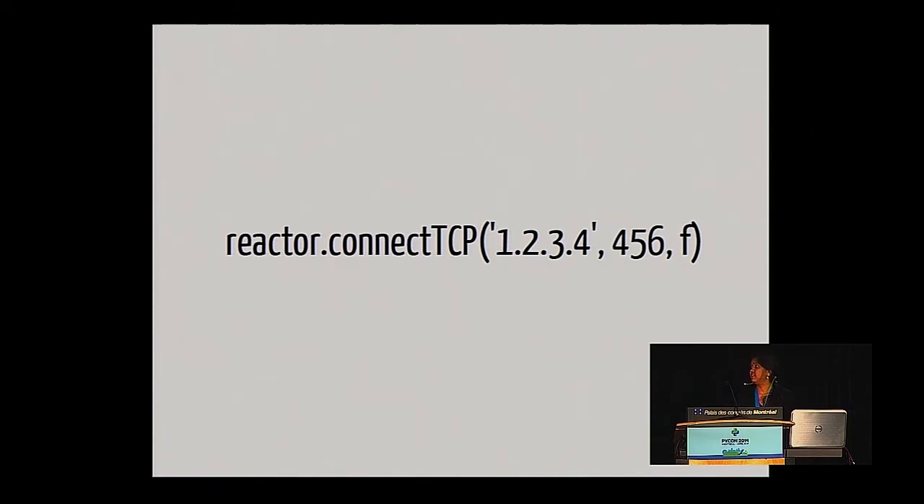So what happens here is that connectTCP returns immediately. It doesn't wait for the connection to actually be established. It just initiates the process of starting a TCP connection, and then returns a deferred. And the reactor calls this method f when the connection is finally done and established, so we need to specify a callback that would be called so that we know that the connection is done.